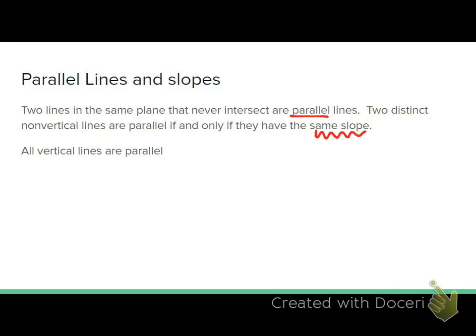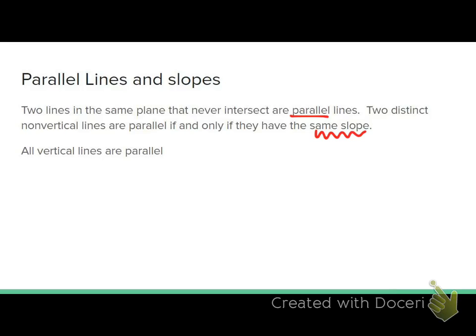Okay, it says that all vertical lines are parallel. That should make sense. If they're all vertical, they go straight up and down. Their slopes are undefined, which technically means they are the same. So all vertical lines are parallel to each other. All horizontal lines would also be parallel to each other.